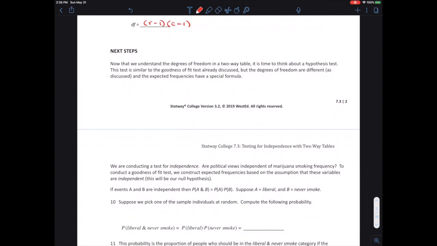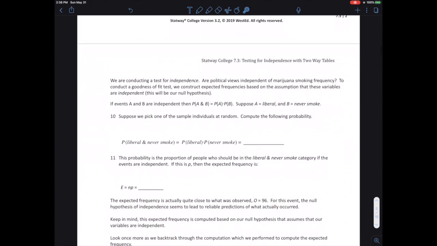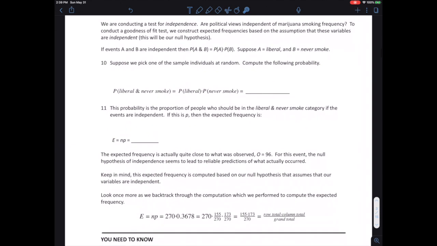Okay, next steps. Now that we understand the degrees of freedom in a 2A table, it's time to think about a hypothesis test. This test is similar to the goodness of fit test already discussed, but the degrees of freedom are different as discussed, and the expected frequencies have a special formula. So we've got the degrees of freedom here. We've got to get the expected frequencies down.